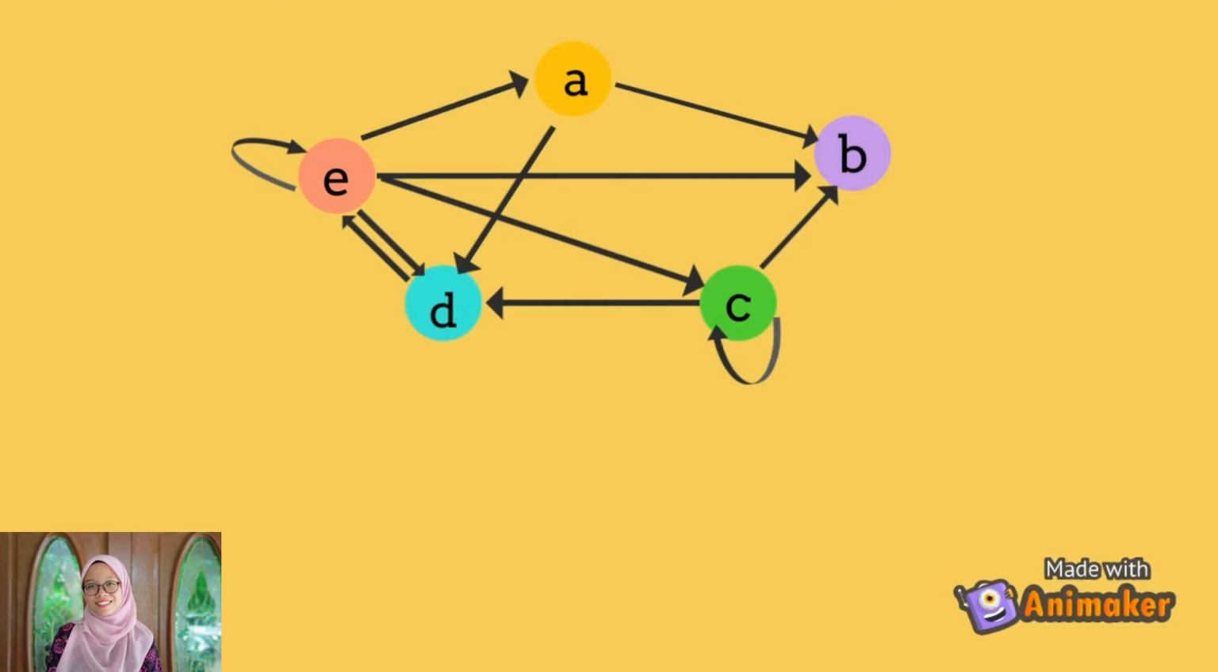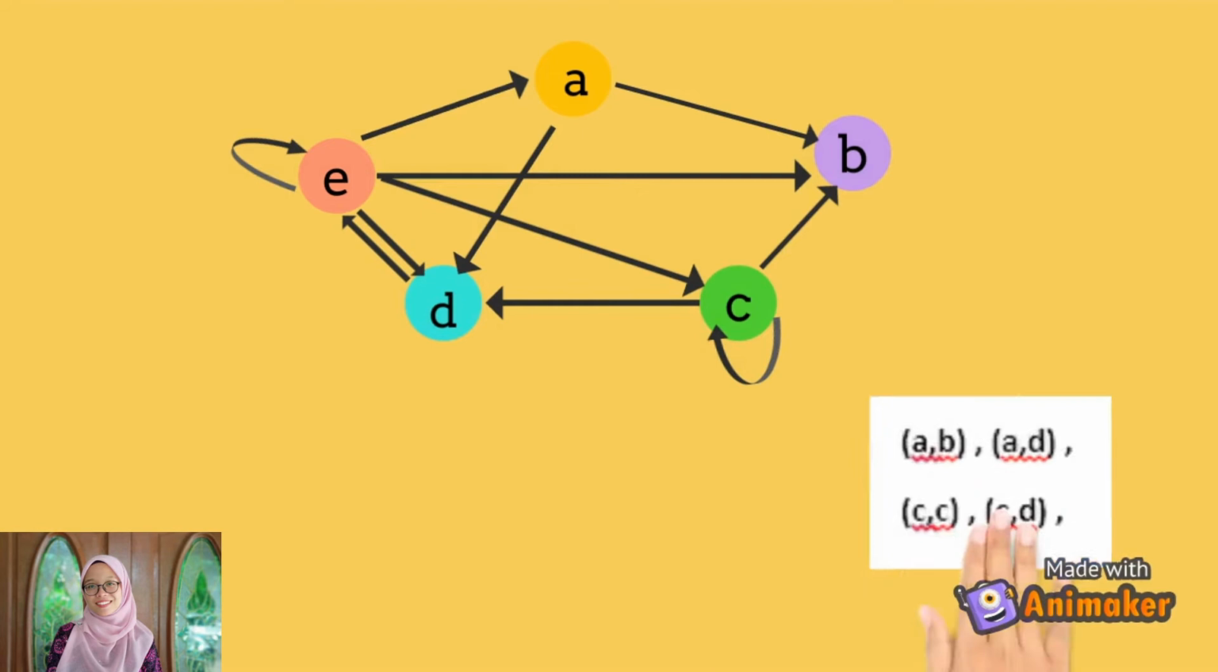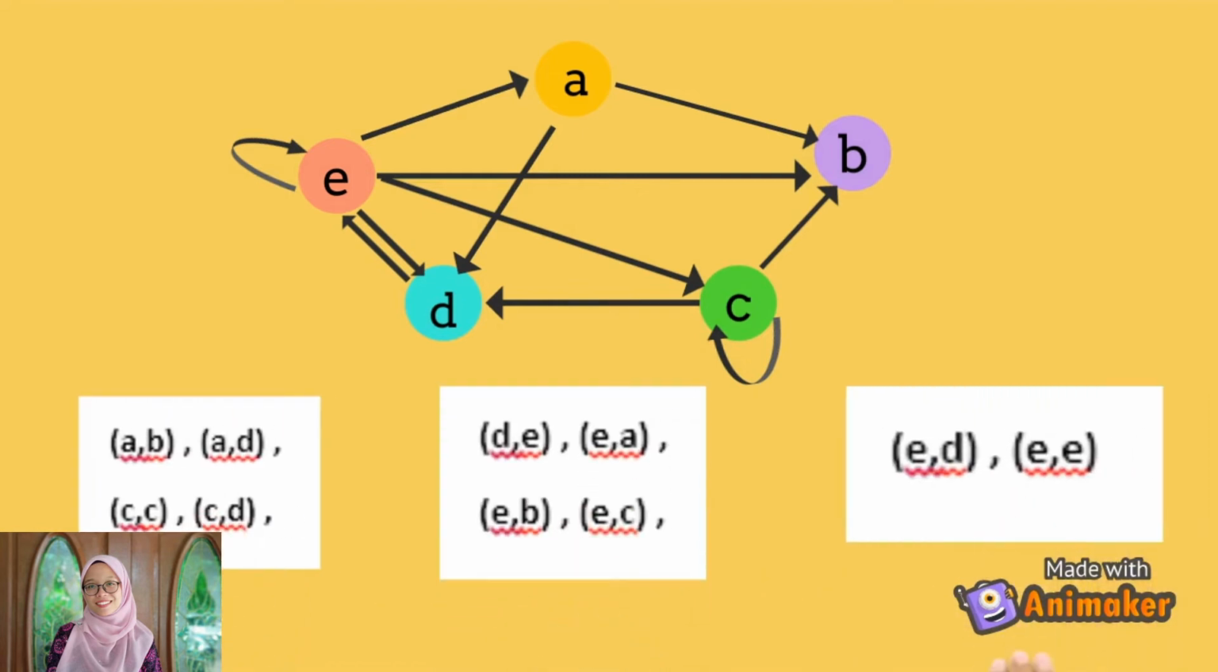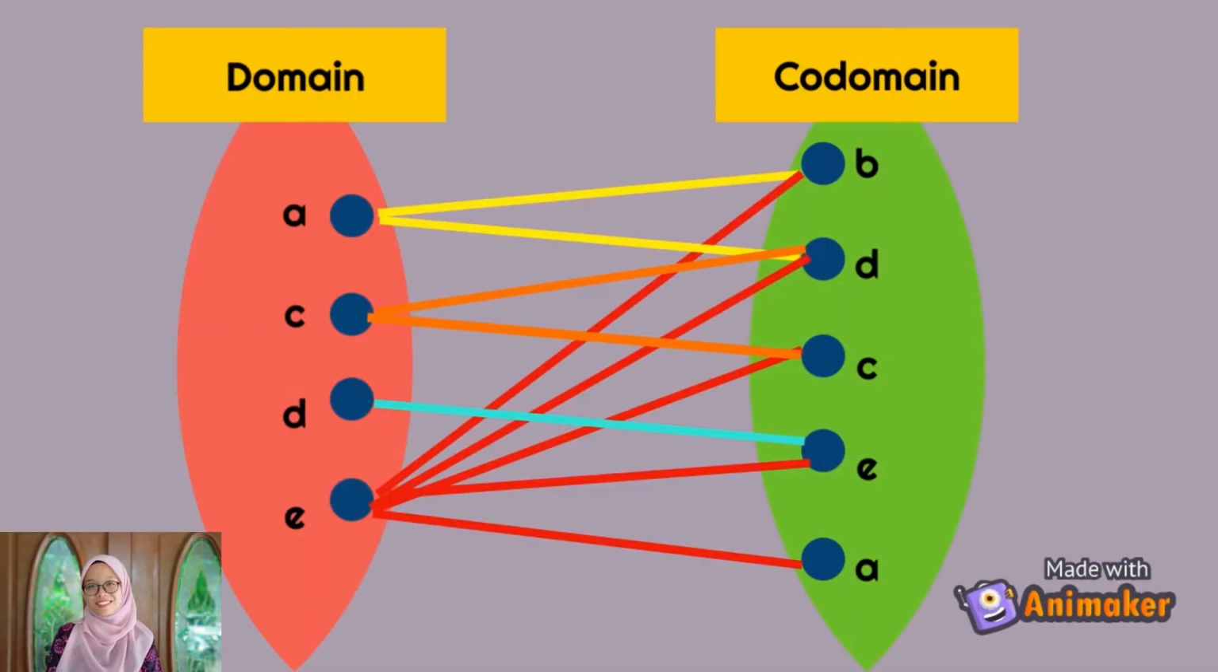Let's see the graph of relation R and list down all the elements. For example, that we have AB, AD, CC, CT. Okay, look for the AB. The right side is codomain and the left side is domain. But we can't easily assume it was the answer because we need to draw the diagram of domain and codomain like this. After you draw the diagram, you need to connect all the domain and codomain.